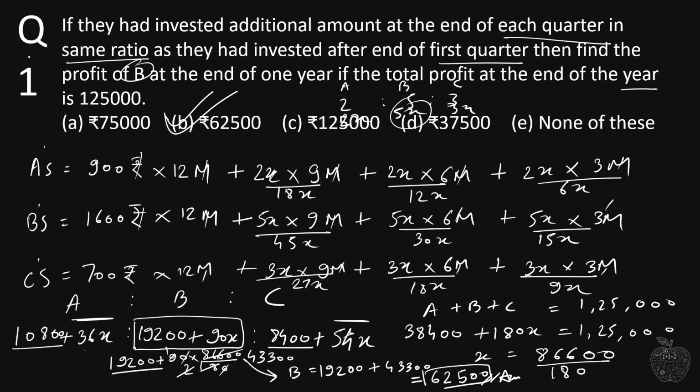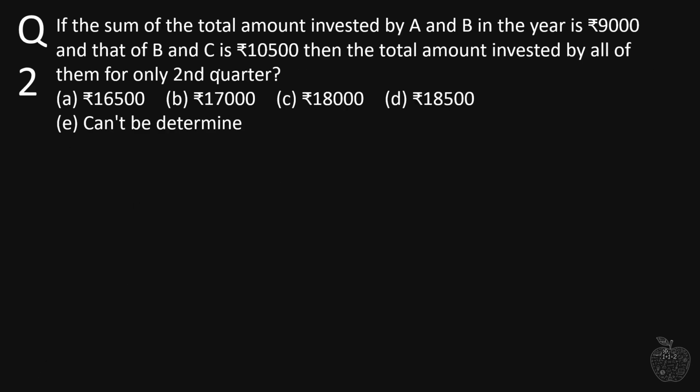All right, now this is the first question. Now let's move on towards the second question. So this is the second question. The question is telling me that if the sum of the total amount invested by A and B in the year is 9,000 and that of B and C is 10,500, then what is the total amount invested by all of them for only 2 quarters?